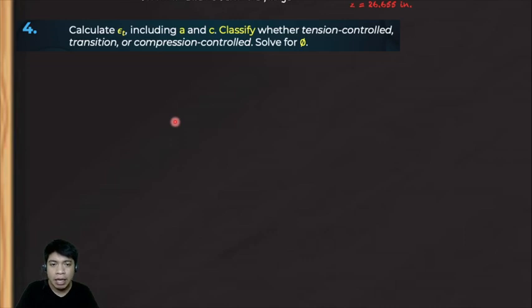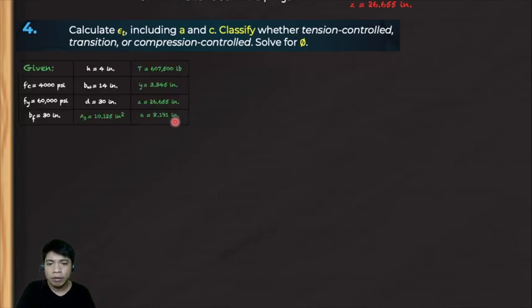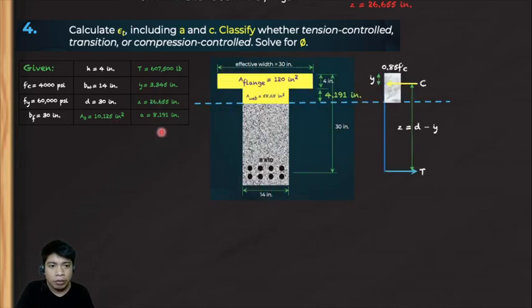So let's now proceed to step 4, that is to calculate the tension strain including the A and C, classify whether tension controlled, transition, or compression controlled, and then solve for phi. Okay, so I have already updated the given, guys. I listed here A sub S, which we already computed. The tension force, bar sub y and Z, and then I already included A. So take note, A is from the extreme compression fiber up to this line, that is 4.191 plus 4, that is 8.191.